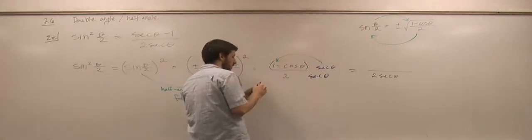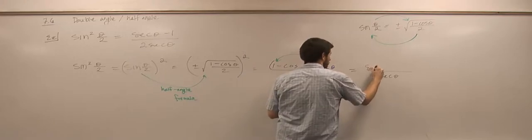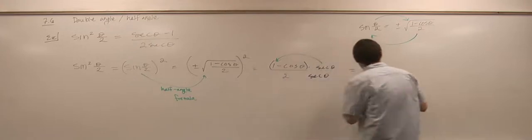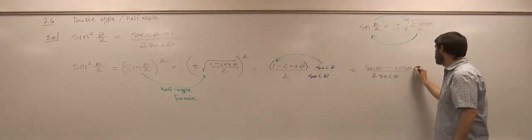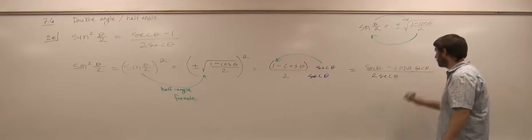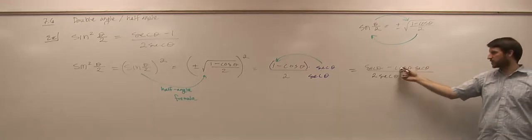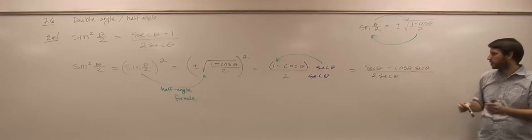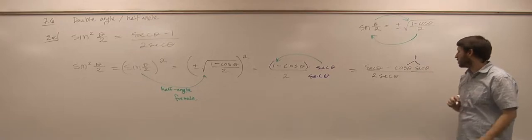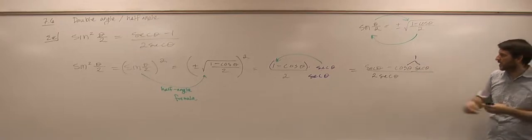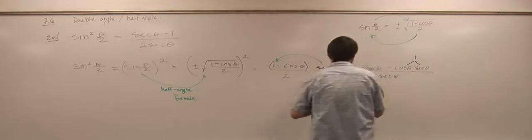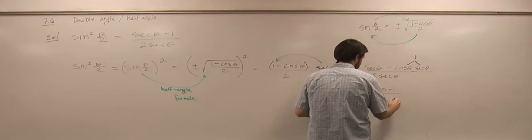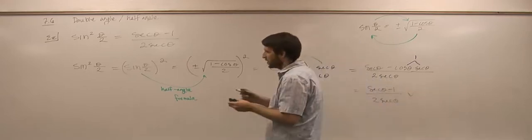What's secant theta times 1? Secant theta, okay, cool. And then cosine theta times secant theta. You know what that is? 1. Why? Because the cosines cancel. These are reciprocals. This is cos, this is 1 over cos. Cos times 1 over cos is just 1. So altogether you have secant theta minus 1 over 2 secant theta. The elusive check mark.